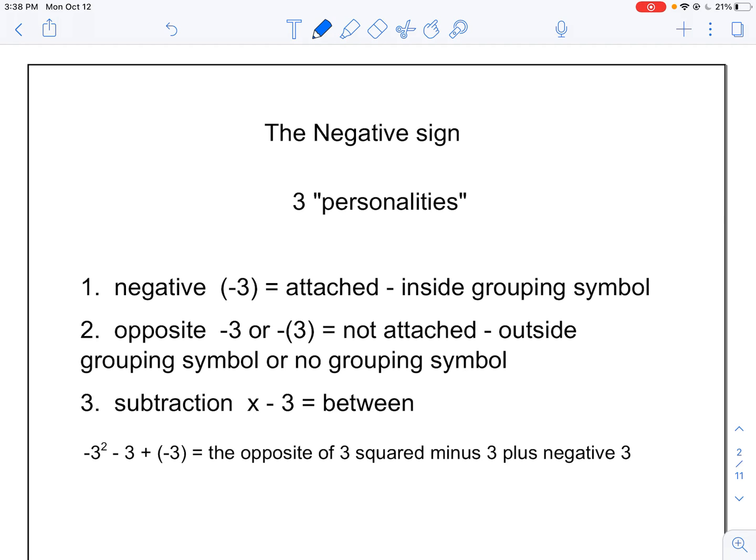And so I would say that is a negative 3. If you look at the next one, though, the negative sign is not attached to it. In other words, it's not inside any kind of grouping symbol. So I would consider that an opposite. And then the last one is how you've always seen it. It's a subtraction. It's between 2 things.